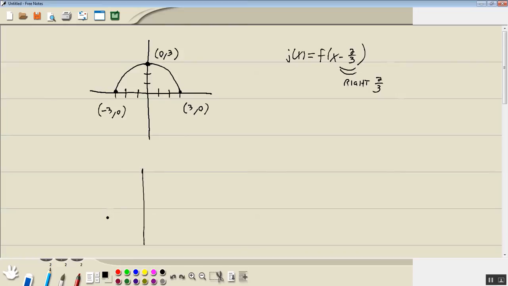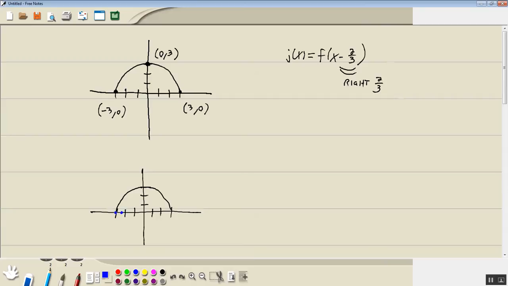For example, here I've got -3 there, and this is our graph. Now if I shift the entire graph right 2/3 of a unit, well, one unit would be over to here, so 2/3 would be about right here.